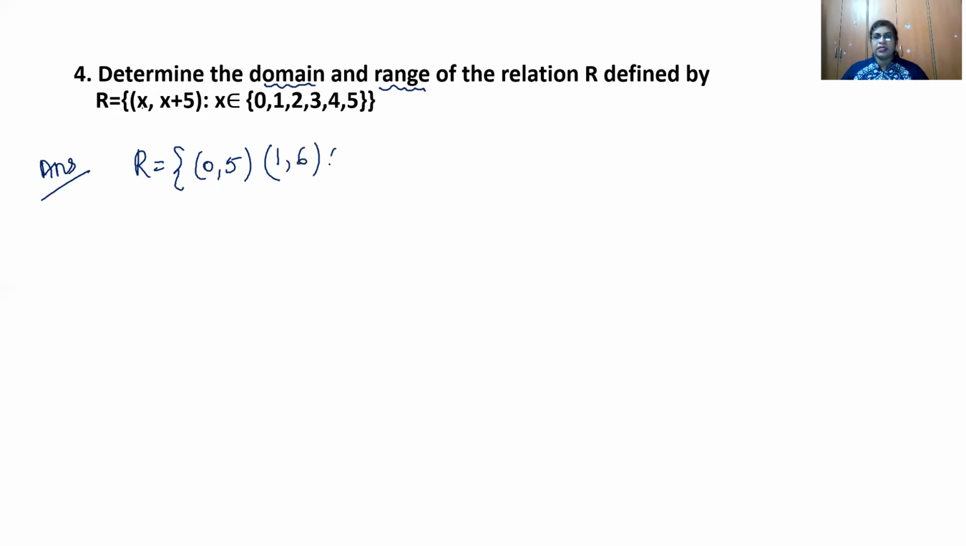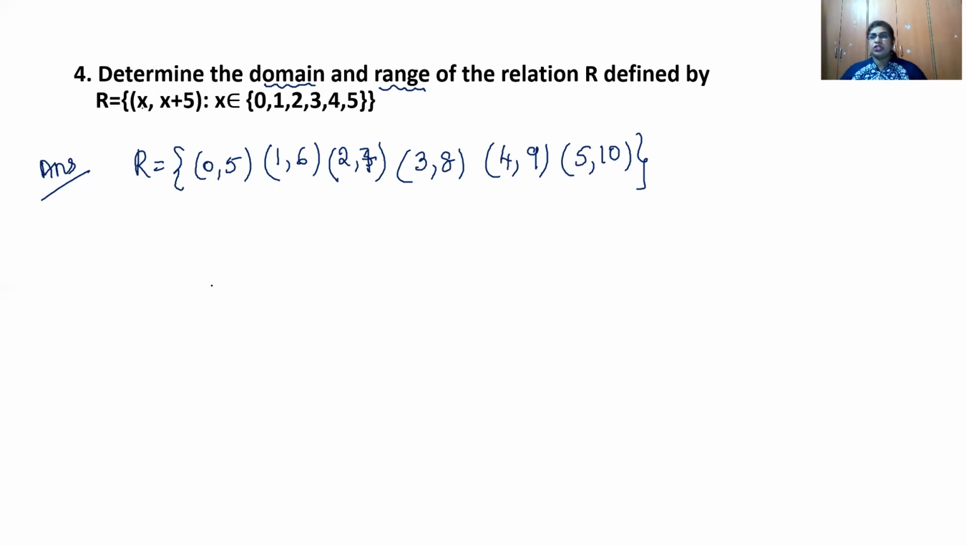So you're getting (1, 6). Put x as 2: 2 plus 5 is 7. Next 3, and 3 plus 5 is 8. Next 4: 4 plus 5 is 9. Next 5: 5 plus 5 is 10. So this is the relation R.